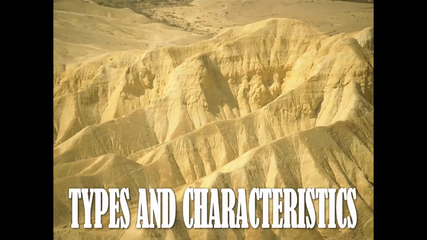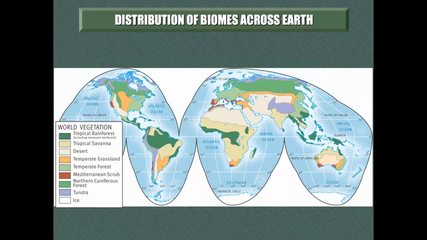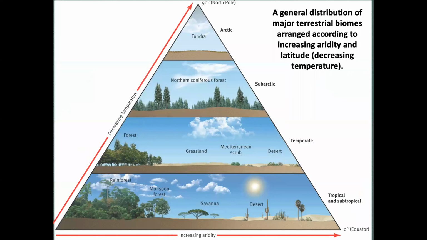So let's look at some of the types and characteristics. And this is from the textbook. This little pyramid is pretty useful because the lower you are in the pyramid, the closer to the equator you are, and the higher you go, the closer to the pole. So in New York, we are roughly somewhere in this latitude, and we are roughly here.